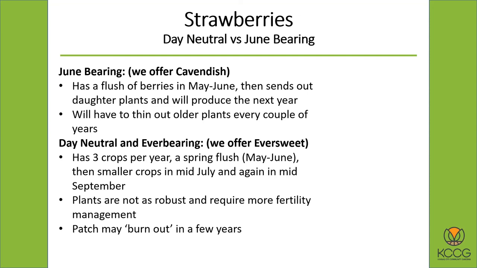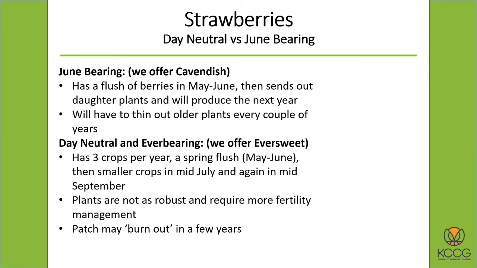Day neutral or everbearing, because sometimes this is a synonymous term, actually produce three different crops in the year. Day neutral has its first big spring flush, which is that May-June timeframe. And then you'll have smaller crops that will happen again in July and then again in mid-September. These are definitely a smaller crop in July and September, but it can be kind of nice to have some strawberries right at the end of the season. It does make for a nice treat.